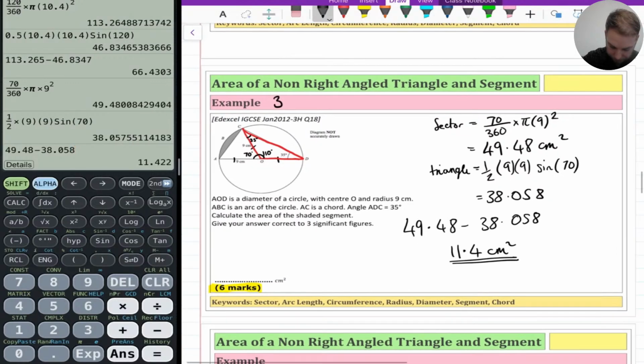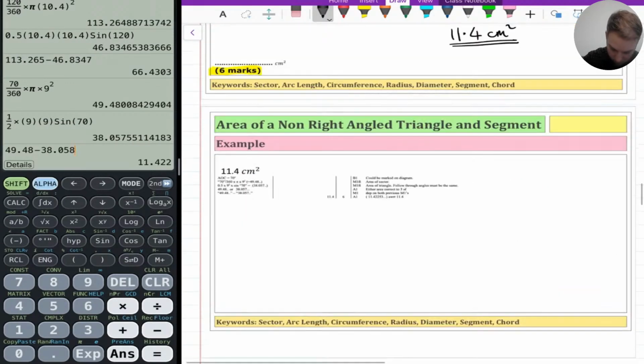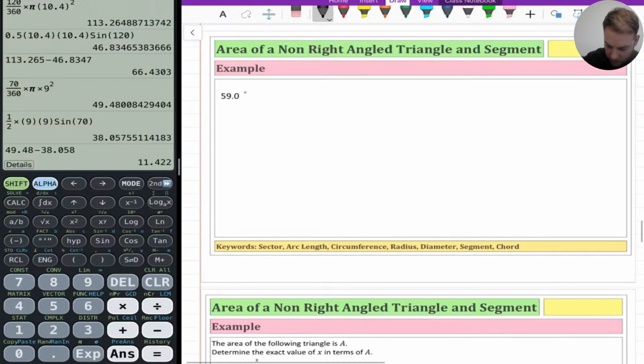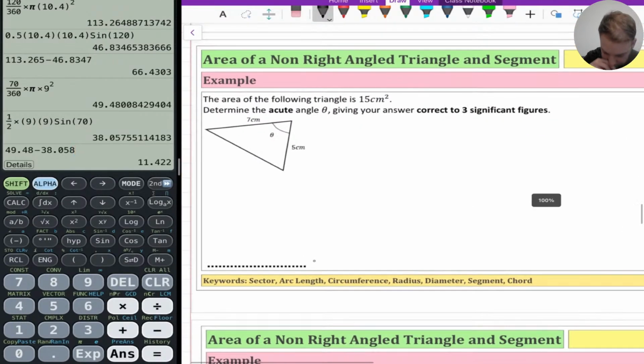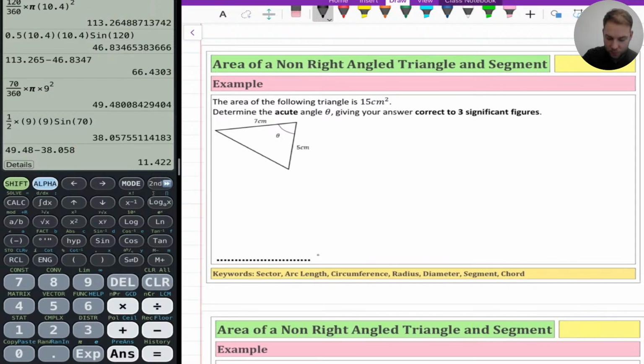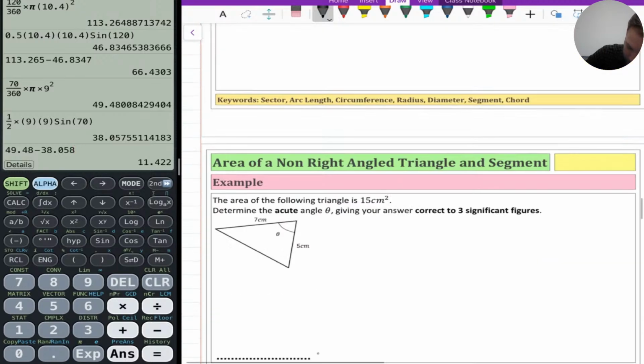All right. Now we've got a couple more questions to have a go at before we have a go at our worksheet. So we've got this one here. This one I will go through because it is tricky. This one here is example, what was it, example 5, is it? Example 4.